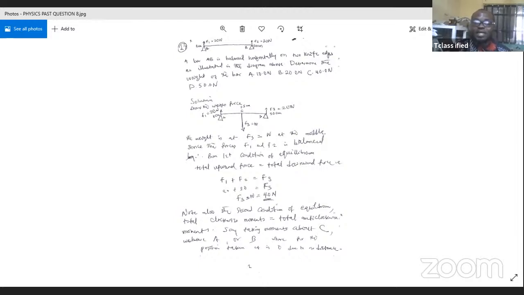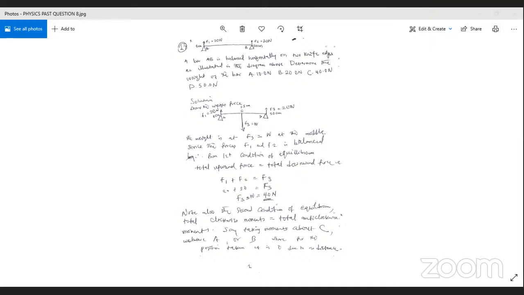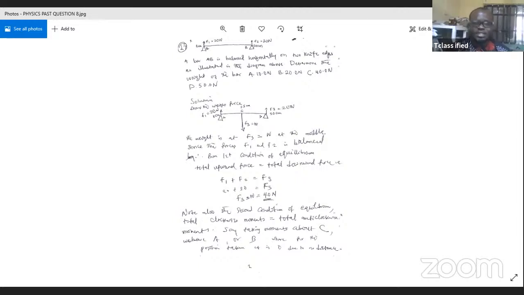So the options are A, 1,358 millimeter, B, 957 millimeter, C, 760 millimeter, and D, 638 millimeter.